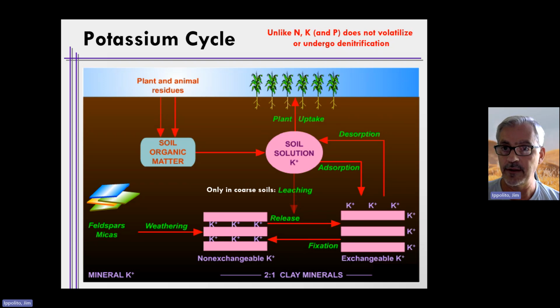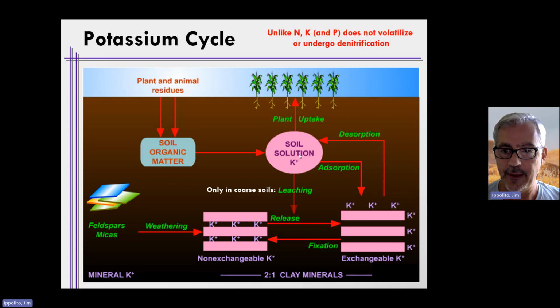The first thing that I want to tell you is that unlike nitrogen, and you also learned this about phosphorus, potassium does not volatilize or undergo denitrification, right? So those transformations in terms of losing potassium as a gas to the atmosphere just do not occur. It's probably somewhat important to realize that potassium is not volatilized or released as a gas from the soil.